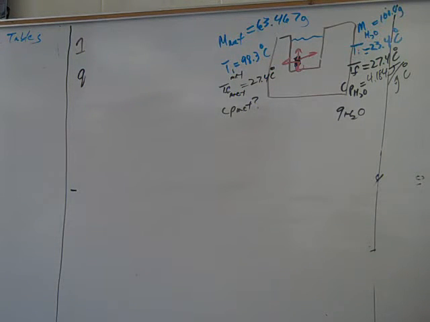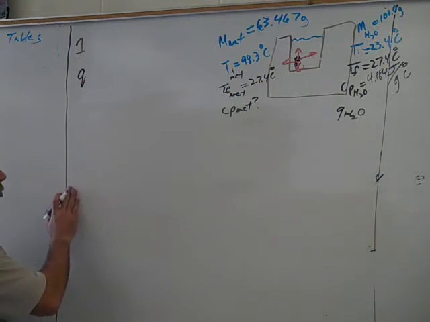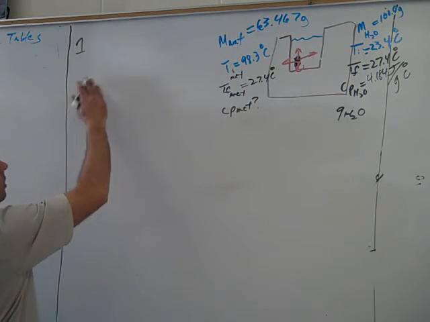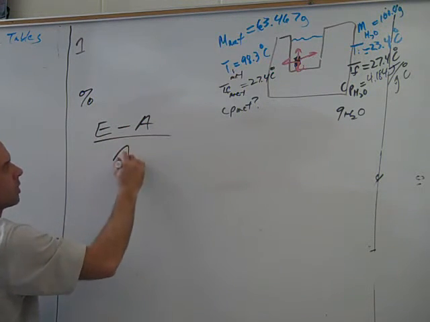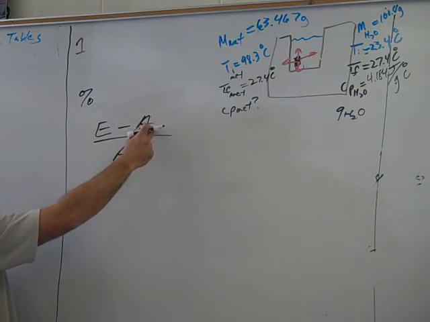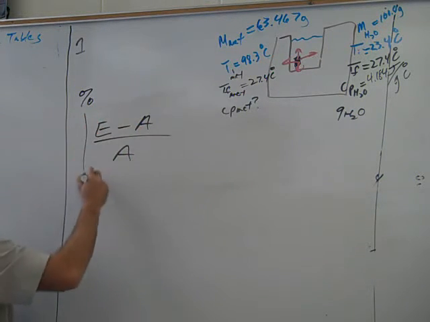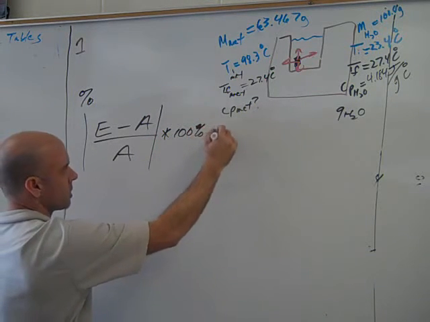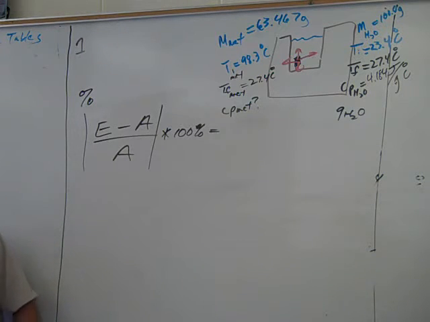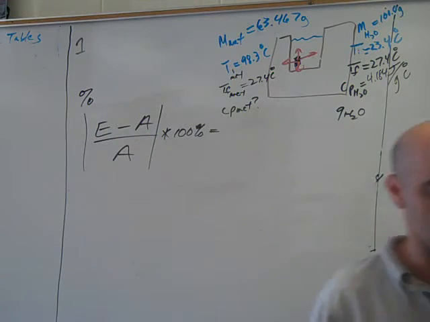So once you know your specific heat, you can calculate your percent error based on the actual value. So you take your experimental minus your actual value, divided by your actual value, times 100%. If you tell me your letter, I can tell you what the actual value is. Some of you already told me. And then in your summary, you put down your results, errors, and how to fix those errors.